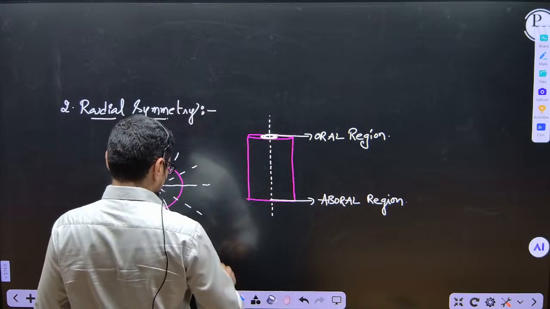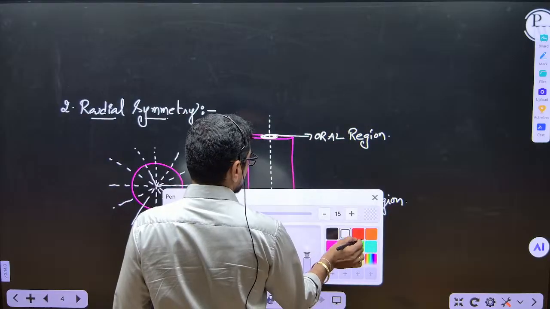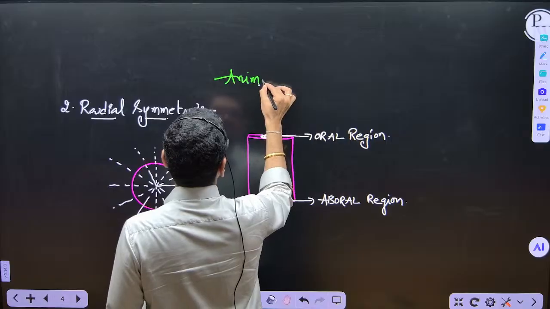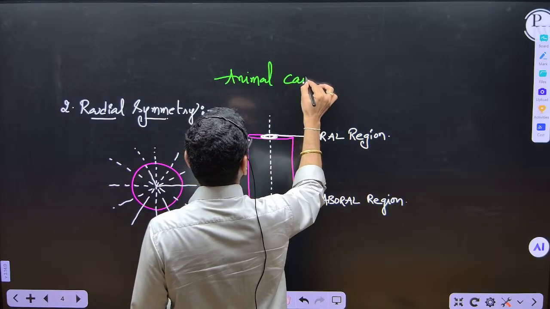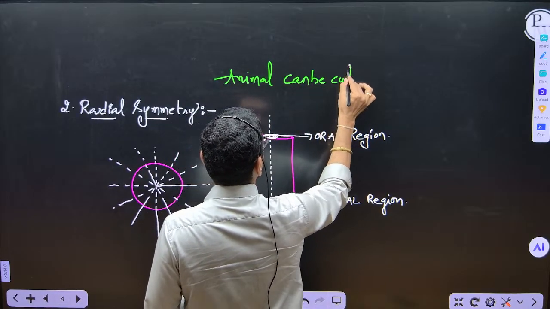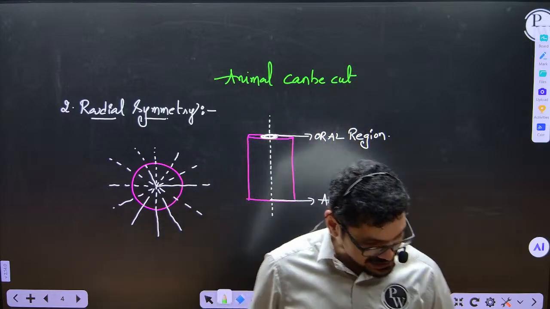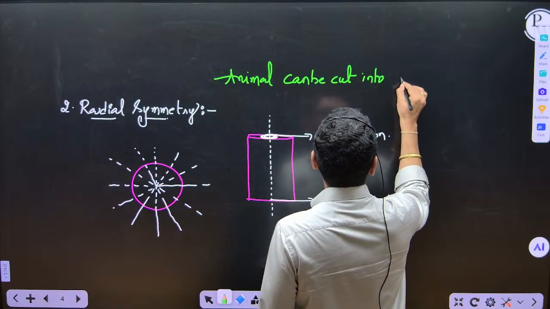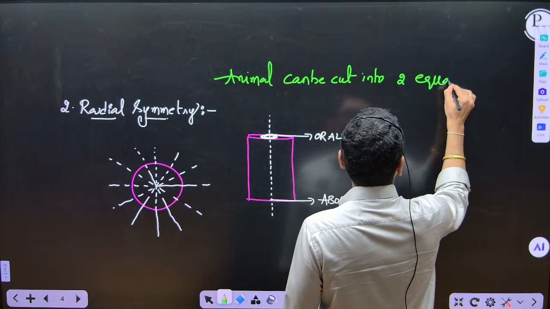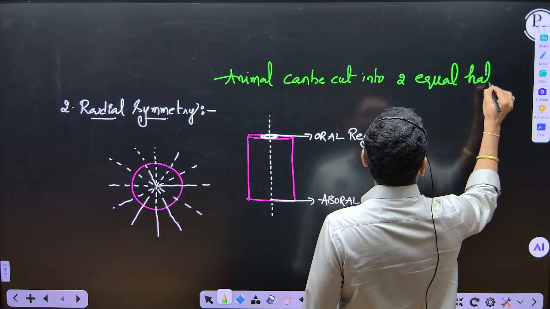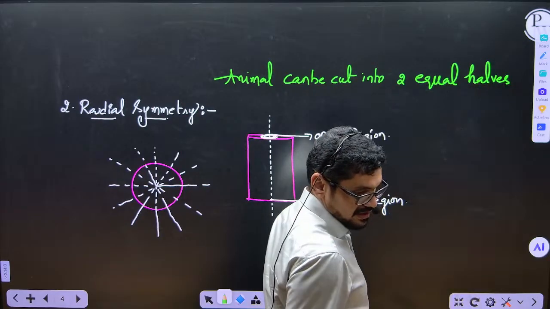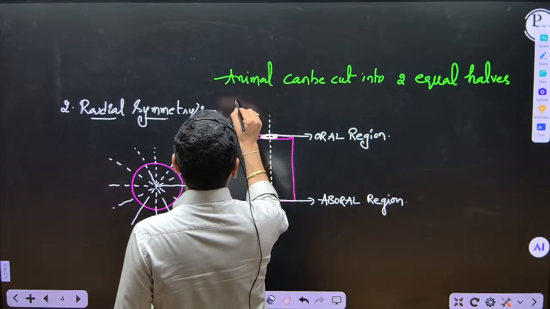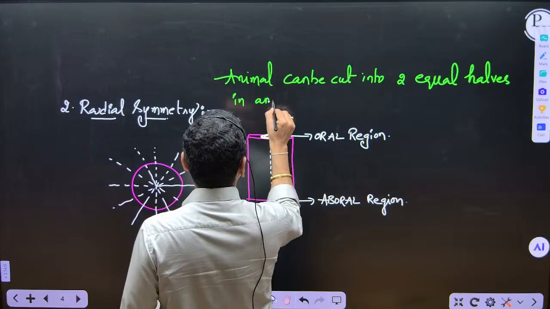So let me write the definition here. Radial symmetry means the animal can be cut into two equal halves in any direction, in any plane.